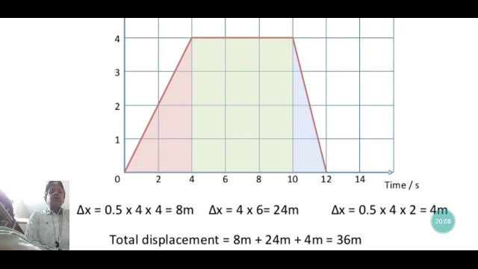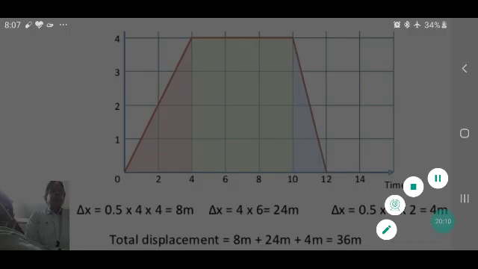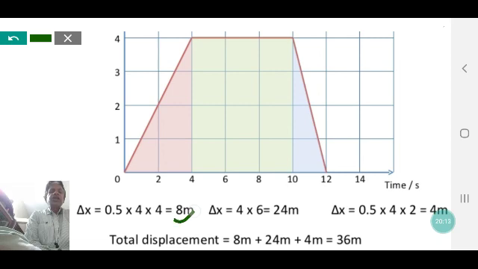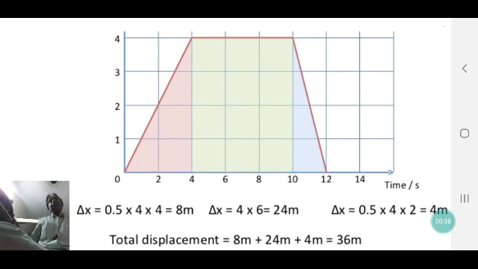The 8 meter is represented by the area of the first triangle. The 24 meter is represented by the area of the rectangle, and the 4 meter is represented by this last triangle. If you find the sum of these areas, that gives the total displacement of the object. So we can find the displacement from the area under the velocity-time graph.